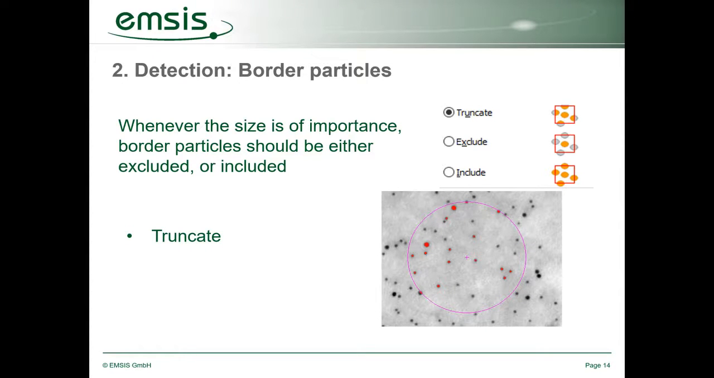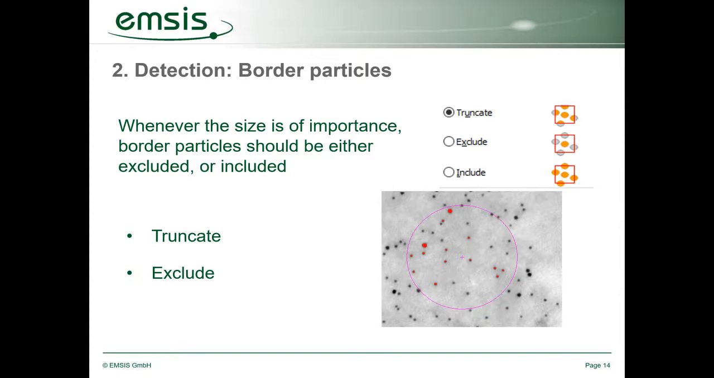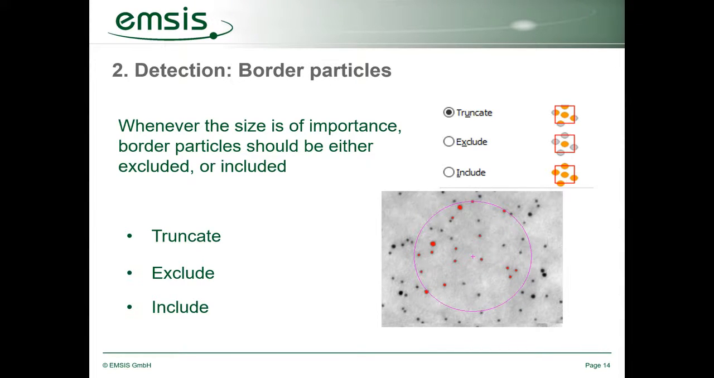I was choosing here just a circle as the region of interest. Truncate means we will simply take only the part of the pixel which is inside the area of interest. Exclude will exclude the particles completely if they are touching the border. And include is just the opposite. The particle will be included with its total area, even if part of it should be out of the area of interest.